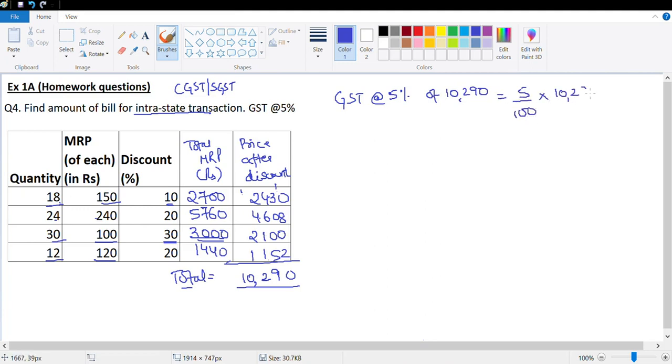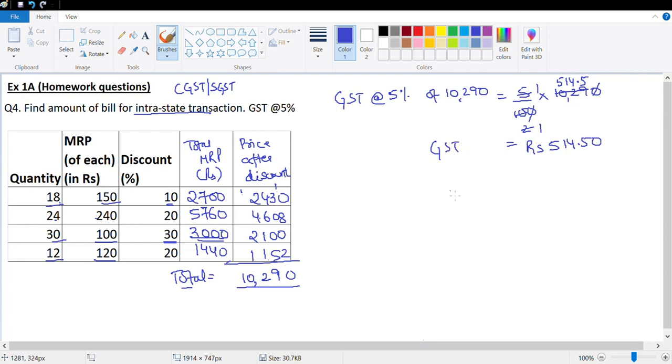This gets cancelled, 5 by 100 leaves 1 by 20. 1029 divided by 2 is 514.5. So the GST is 514.50 rupees. Since we talk about money, we write the answer up to 2 decimal places. So GST is equal to rupees 514.50.